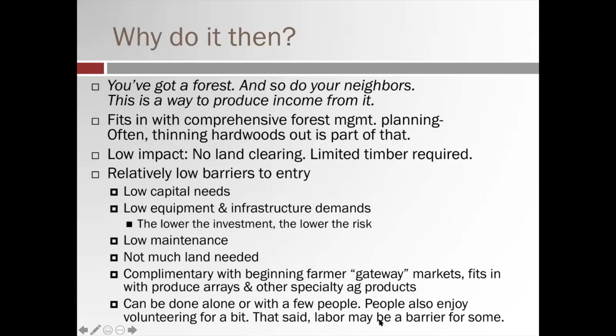In the same respect, though, of all the things that go into it, labor is probably number one. It's probably the biggest demand. So labor could be a barrier for some people.